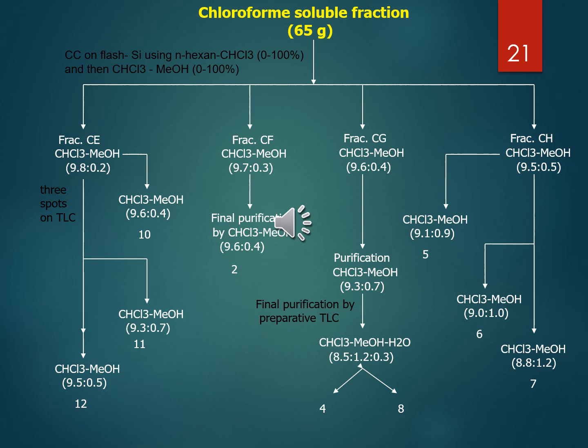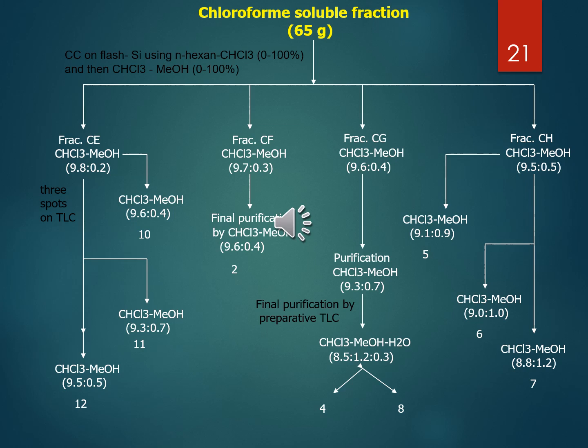The fraction CE is subjected to column chromatography over silica gel eluting with 9.8 and 0.2% chlorphenol, and it shows 3 single spots on TLC cards individually, and we obtain 3 compounds: compound number 10, compound number 11, and compound number 12. Compound number 10 is confirmed for its purity by using the organic purity system 9.6 to 0.4% chlorphenol, and compound number 11 by using 9.3 and 0.7% chlorphenol, and compound number 12 by using 9.5 and 0.5% chlorphenol to check the purity of this compound.